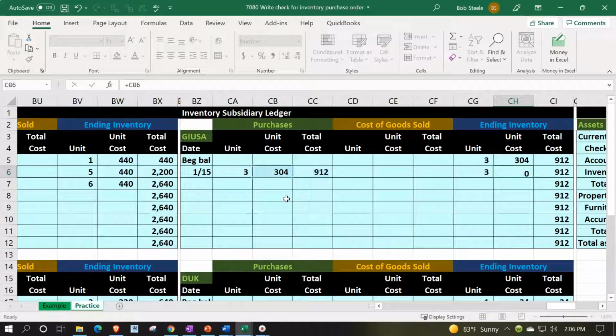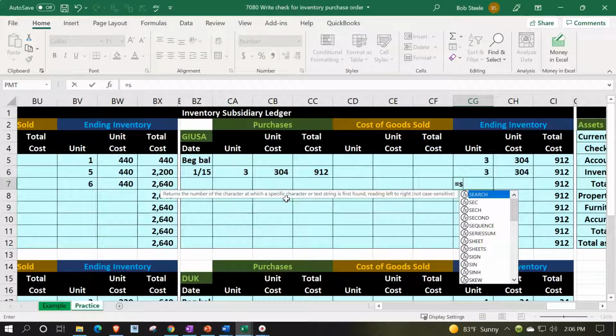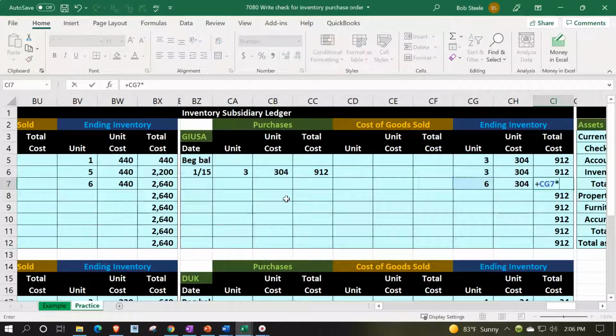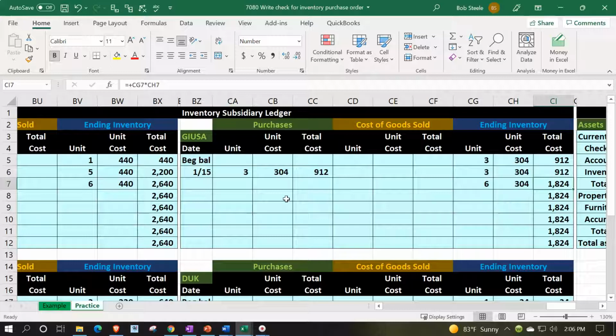What do we have left in units in ending inventory? 3 times 304, multiplying that out. That means we have the 3 that we started with plus the added 3, summing those up. The 6 at the 304. That means we got 6 times 304 or 1,084 of those dollars worth of those guitars.